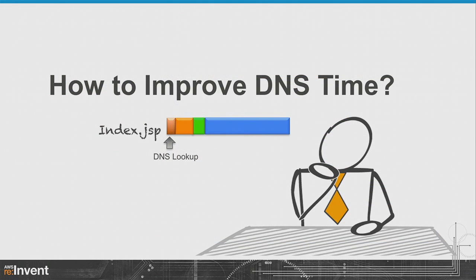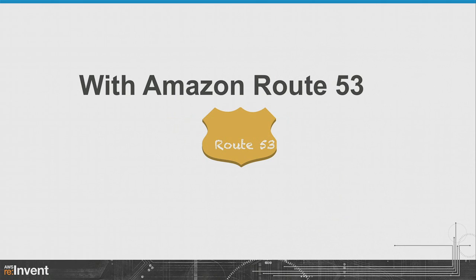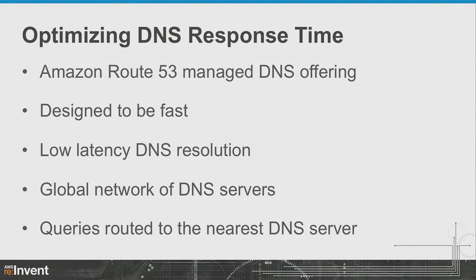So, improving DNS time. This is the easiest thing you can do, and it's only a couple of slides, so I'll go through this. You can do this with Amazon Route 53. Amazon Route 53 is a managed DNS offering. It was designed to be fast, super fast, with low latency DNS resolution, and has a global network of DNS servers around the world. The way it's fast is because you get routed to the nearest and closest DNS server.